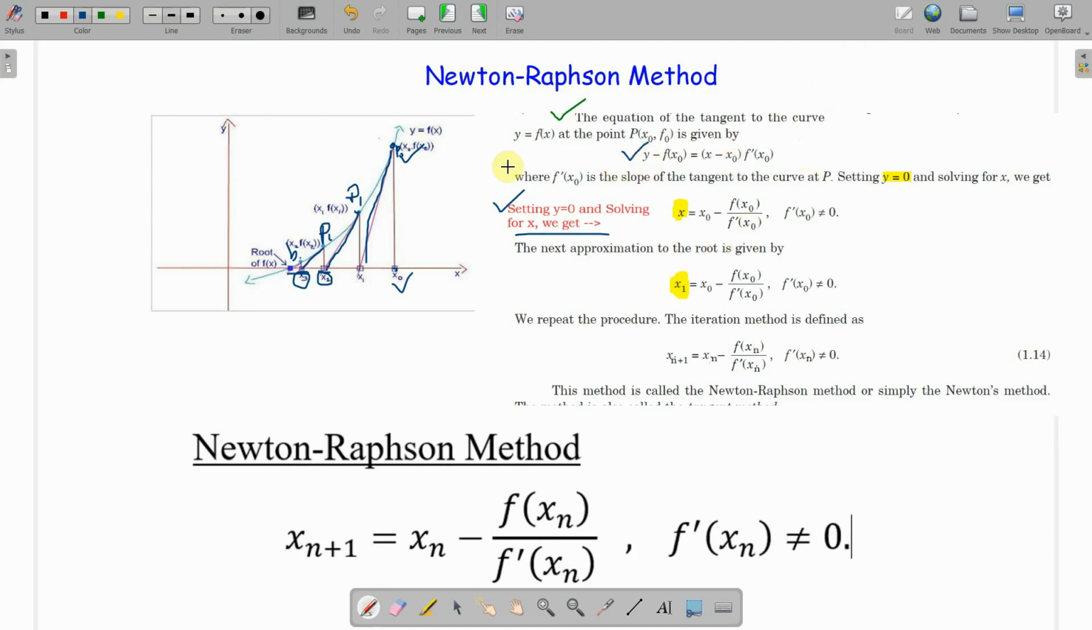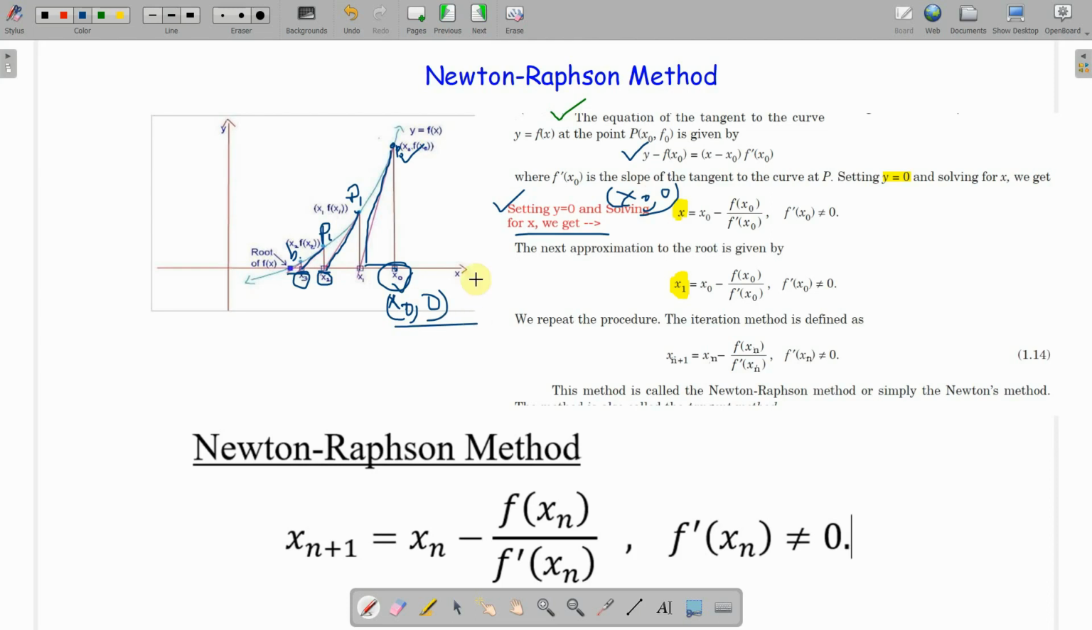Now if y equals to 0, as I am considering this on the x axis, then you will be having x equals to x0 minus f(x0) by f'(x0). Where you are getting this? You are getting this at the point (x1, 0). If you write in Cartesian coordinates, it will give you the idea, (x1, 0). So x equals to x0 minus f(x0) by f'(x0), provided that f'(x0) is not equal to 0. That's the only criteria here.